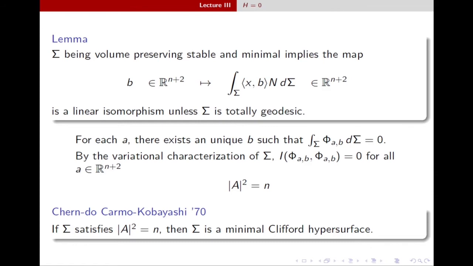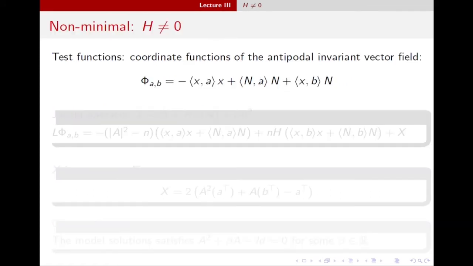So if the mean curvature is not 0, then you still want to use the same vector field, or maybe do a variation of that. As you can see here, there is a minor difference, which is this minus sign that appears before the first term, which I will explain in a minute. Okay. So again, what happens if you look at the quadratic form for these vector fields, right?